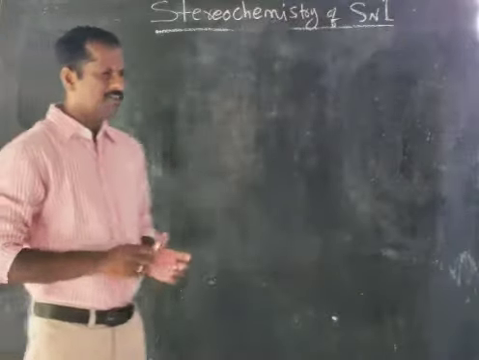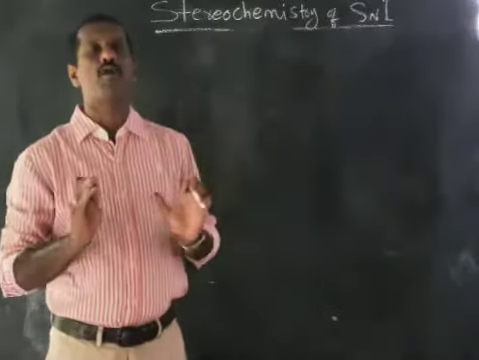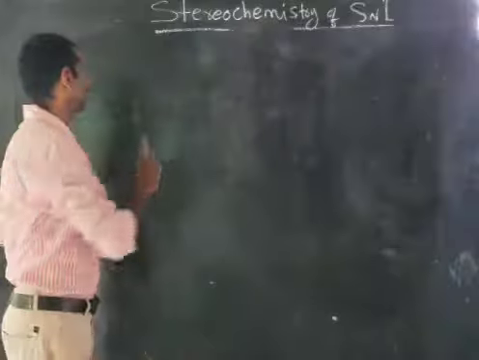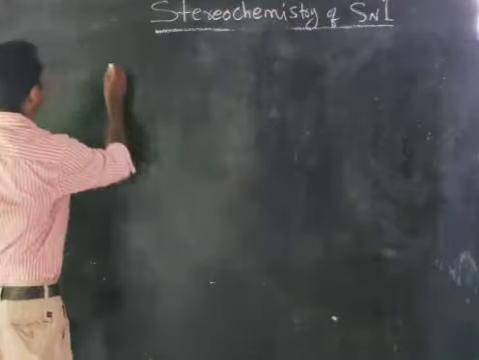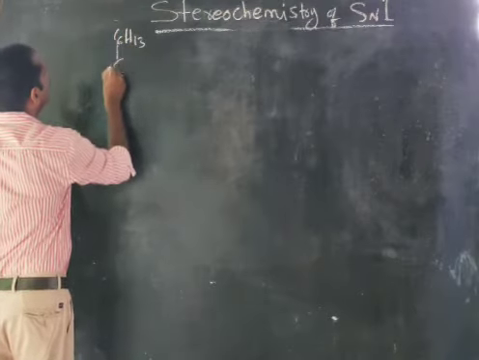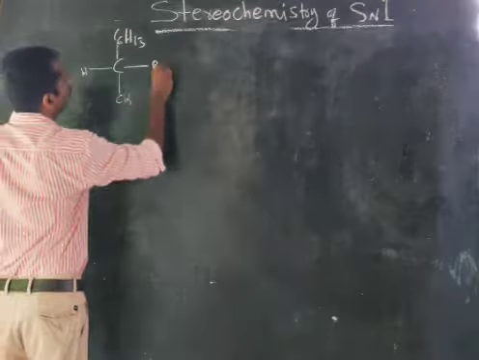Now look at here. We can take an optically active compound which is undergoing SN1 reaction. Example is C6H13, H, CH3, and here it is Br.